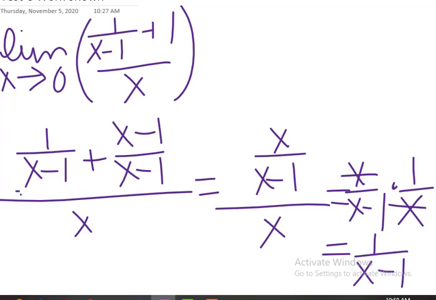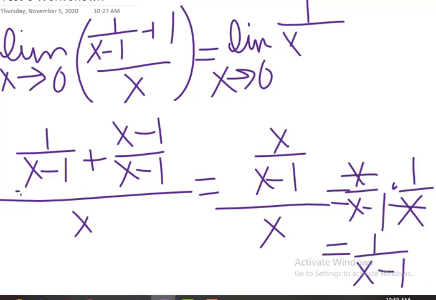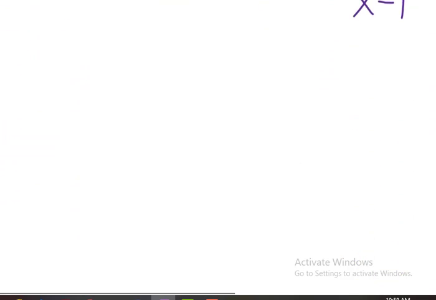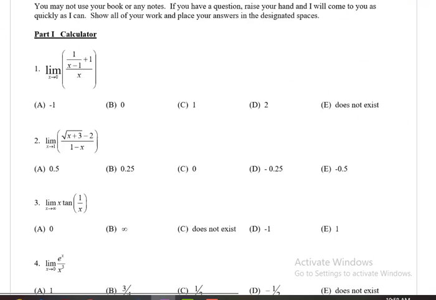So all I did is I worked with the fraction and simplified it, manipulated it, if you will. And this is going to be equal then to the limit as x approaches 0 of 1 divided by x minus 1. And when you can then put 0 into that function, you'll see that that would be equal to negative 1. Okay, so we had to simplify the function inside of the limit. Let's take a look at the next question on the test.